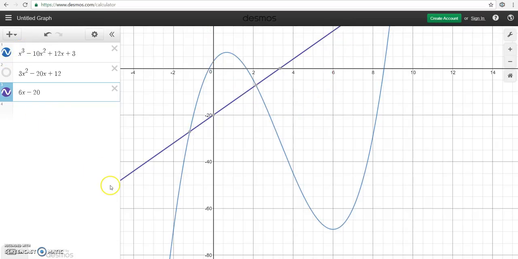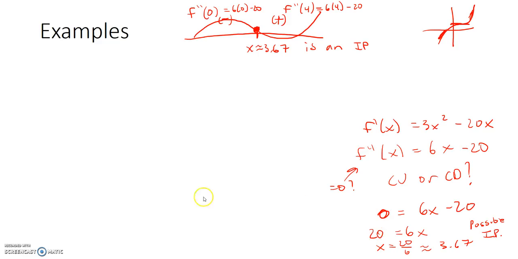So I plot just these two functions, the original function and the second derivative of the function, and I click on that point right there. Well, that's 3.33, which is the same thing as I think I put in the slide. That is the point of inflection where the concavity changes, right about there, going from concave down to concave up. So good verification of that.